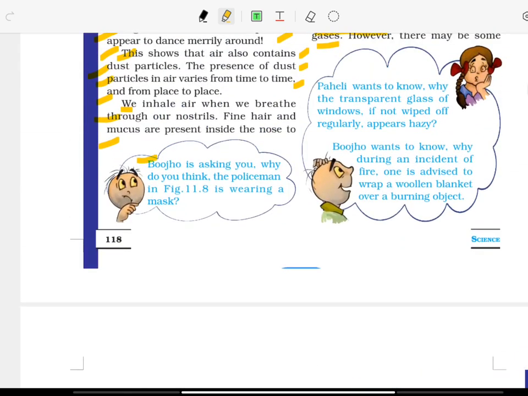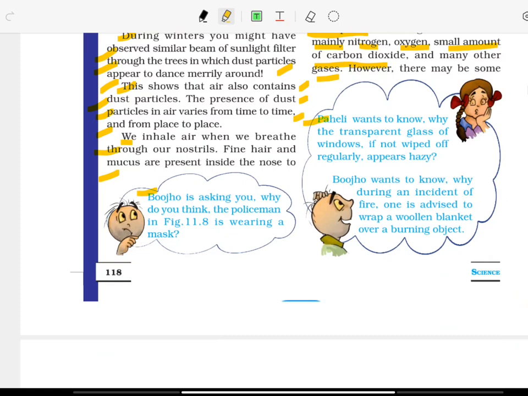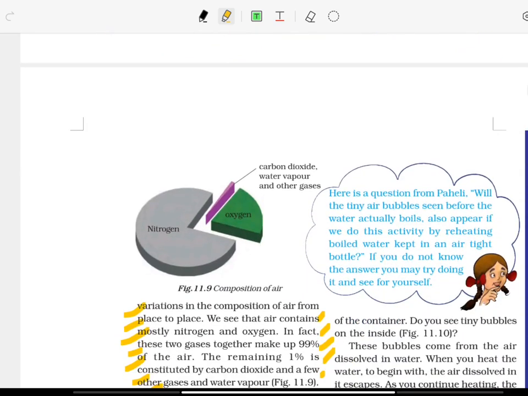Boojho is asking you, why do you think the policeman in figure 11.8 is wearing a mask? Paheli wants to know why the transparent glass of a window, if not wiped off, regularly appears hazy. Boojho wants to know why, during an incident of fire, one is advised to wrap a woolen blanket over a burning object.